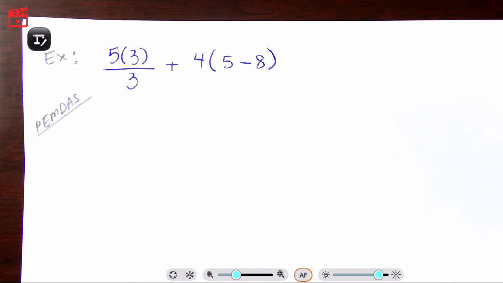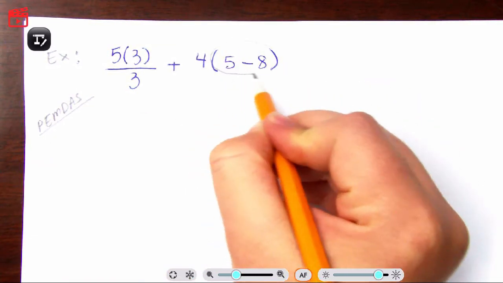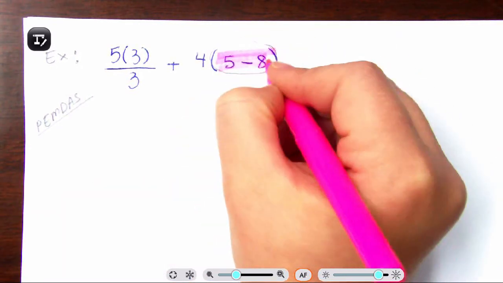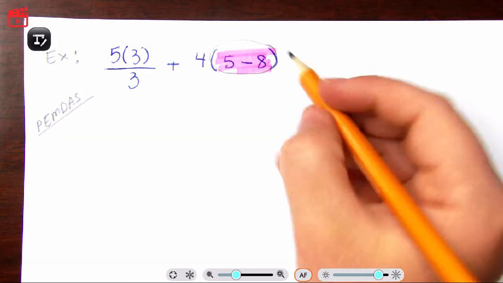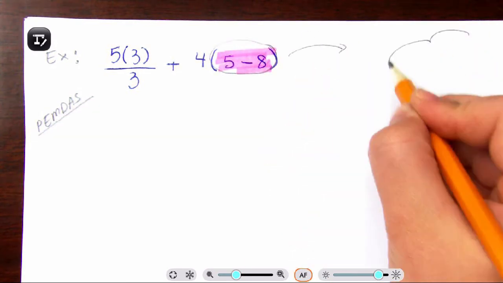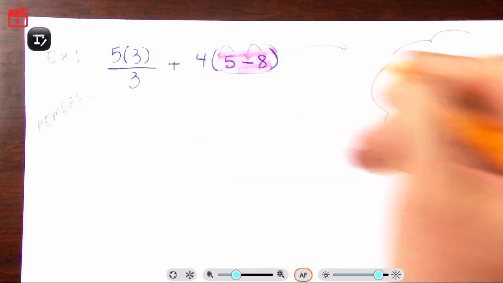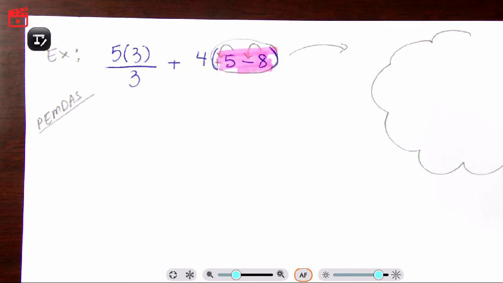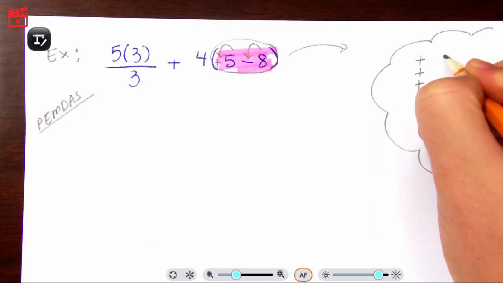Through PEMDAS, the first thing is parentheses. We do have parentheses. Is there anything else for us to do inside of the parentheses? Yes. Inside of the parentheses, we have 5 minus 8. Here's my thinking bubble. I have 5 pluses and I have 8 minuses. Remember, mathematicians are lazy. We're going to write a plus anytime we don't see one in front of a number. So we have 5 pluses. I have 8 minuses.